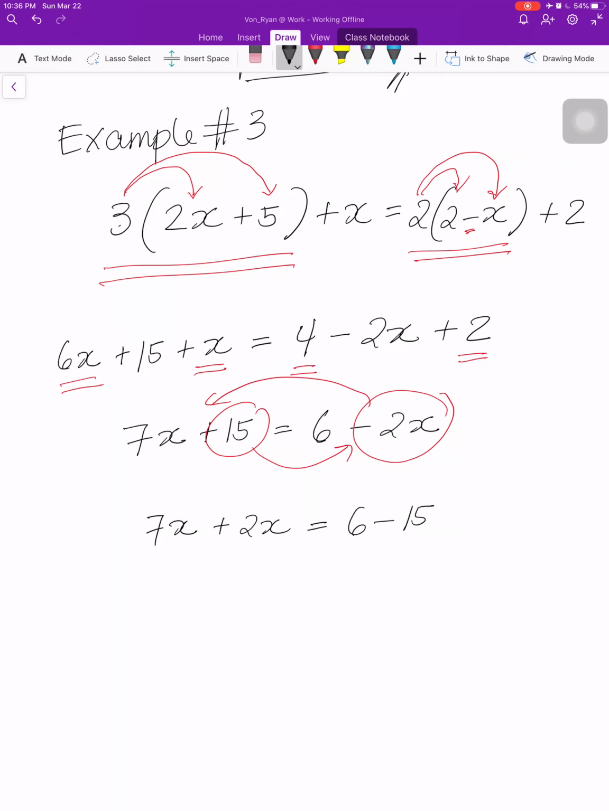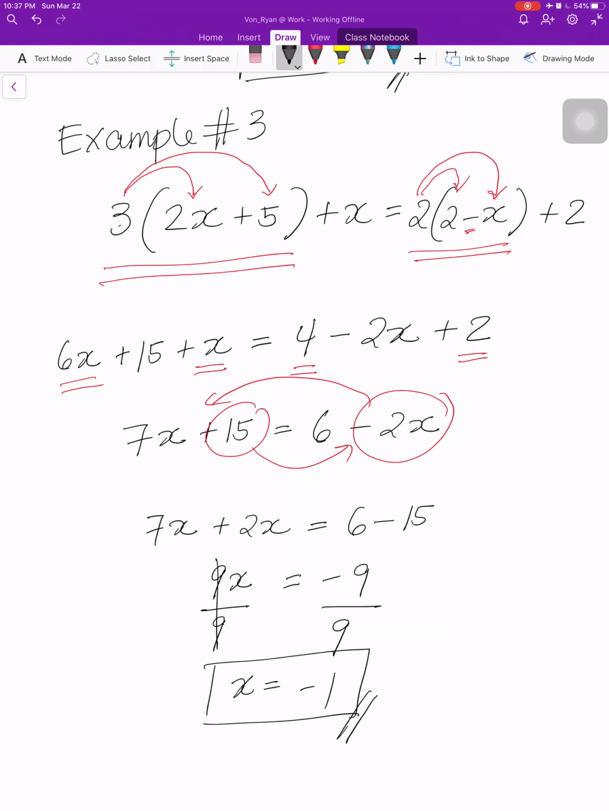Okay, so 7x plus 2x is going to give us 9x. And then 6 minus 15 is negative 9. Okay, and so we divide both sides by 9 to get rid of the 9 with the x, so x becomes alone. So negative 9 over 9 is negative 1. And that's our final answer. Now please remember to pause the video so you can copy notes.